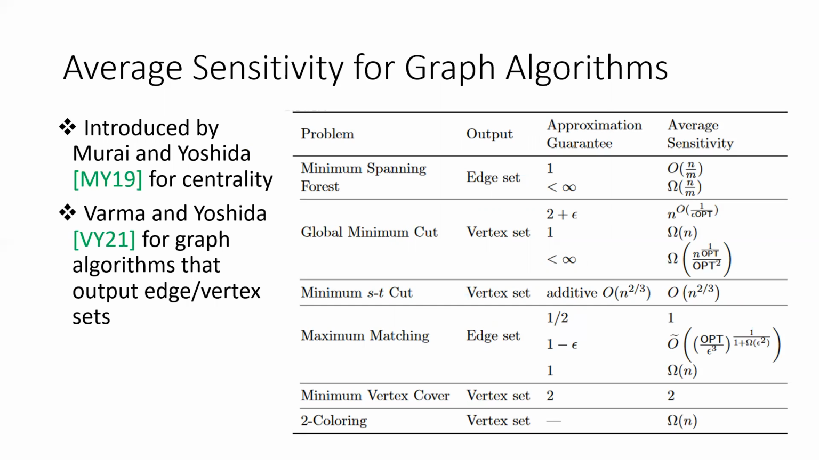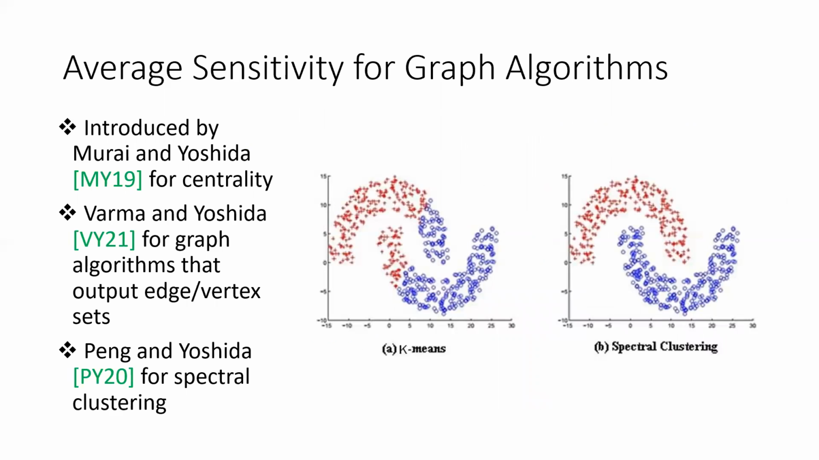Subsequently, Varma and Yoshida considered the average sensitivity for a number of graph algorithms that output edge and vertex sets. They considered the problems of minimum spanning forest, global minimum cut, maximum matching, vertex cover, and so forth. Hung and Yoshida also considered the average sensitivity for spectral clustering. Namely, they gave a number of algorithms with sensitivity that depends on the eigenvalues of the graph.